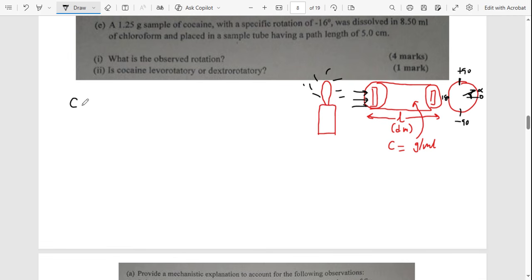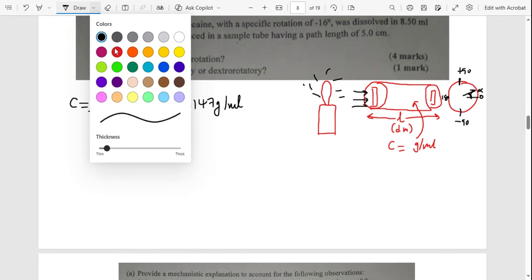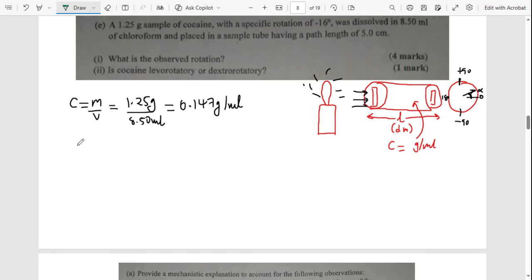And remember I've said that concentration is basically mass over volume, and the mass should be in grams. So the mass is, you've gotten a 1.25 gram sample of cocaine and you've dissolved it in 8.50 mL of chloroform. So that is 8.50 mL. And this is going to give you 0.147 grams per mL.